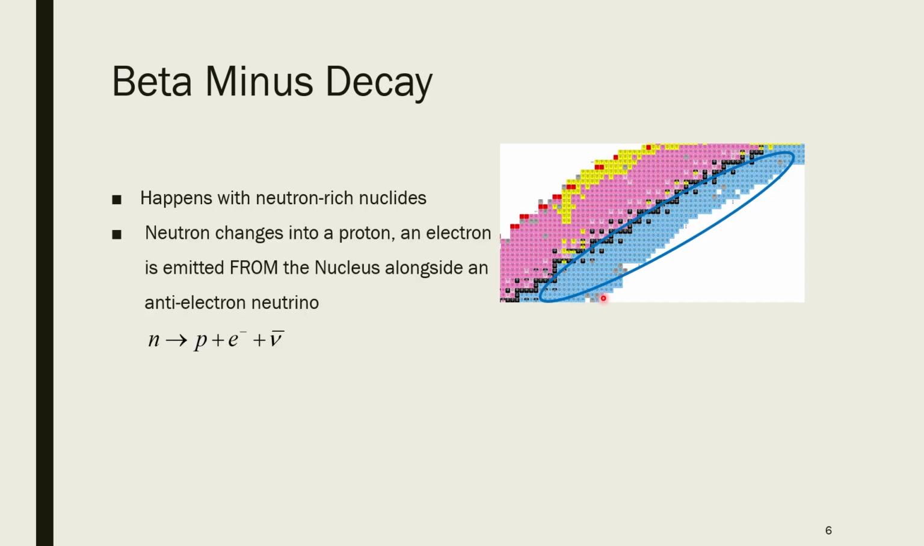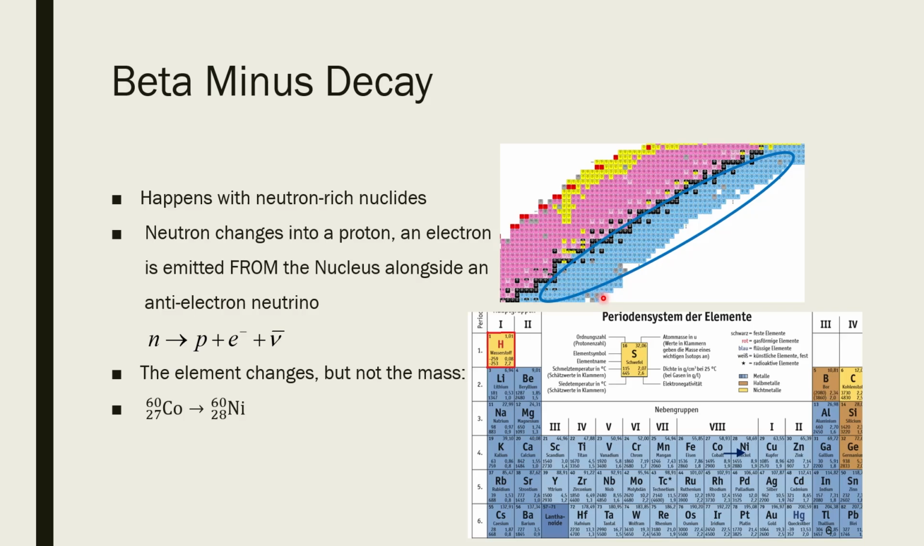You have a neutron changing into a proton, and an electron is emitted from the nucleus alongside an anti-electron neutrino. This is quite unusual because normal chemists only know an electron being inside the atomic shell, but not inside of the nucleus. But in this case, it's emitted from the nucleus because of this change from neutron into the proton. Since you have an additional proton, the element changes, but not the mass, because the nucleon number stays the same. For example, we have cobalt-60 from our lovely drop and run cobalt-60 rods that decays into nickel-60.